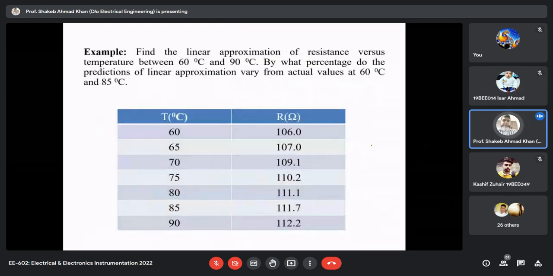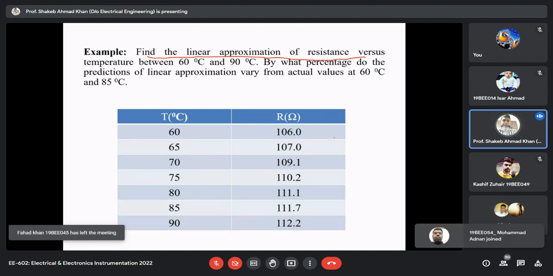Now you solve this problem, and things will be more clear to you. Find the linear approximation of resistance versus temperature between 60 degrees Celsius and 90 degrees Celsius. First of all, I'm concentrating on this part. Here you can see so many data points. Although there is redundancy, we don't need this many data points.